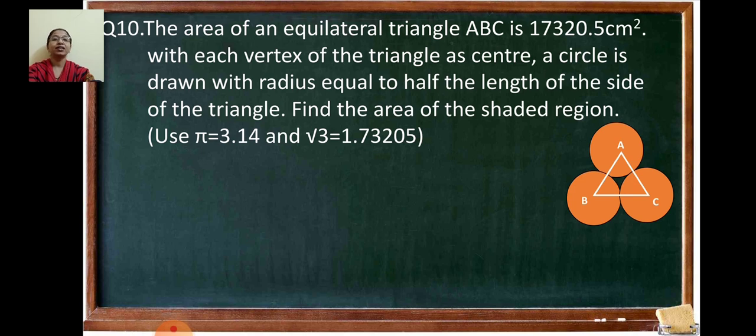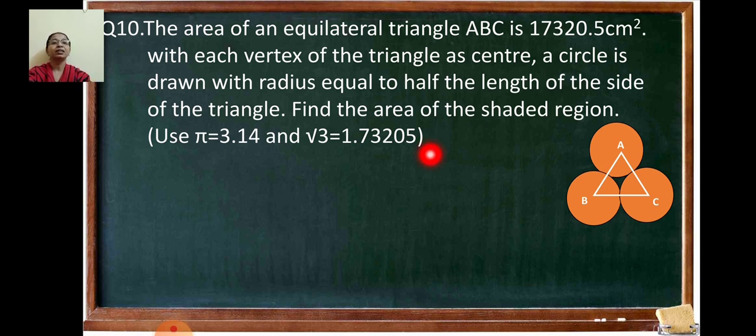17,320.5 centimeter square, with each vertex of the triangle as center. Right? Triangle has three vertices A, B and C, and they are the centers of these three circles which are touching externally, or three circles are touching each other externally. A circle is drawn with radius equal to half the length of the side of the triangle. Find the area of the shaded region.